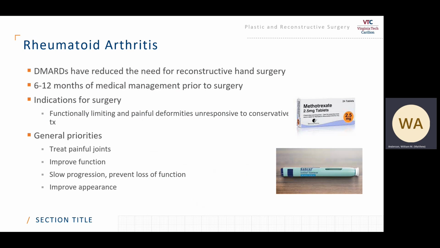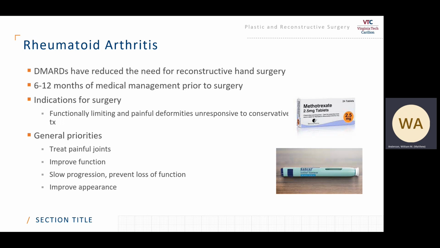So in rheumatoid arthritis, DMARDs have significantly reduced the need for reconstructive hand surgery over the past few decades. In these patients, you almost always want the patient to have undergone at least 6 to 12 months of medical management prior to any operative intervention. Indications for surgery: functionally limiting and painful deformities that are unresponsive to conservative management.